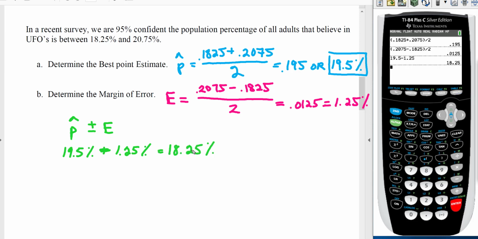So these formulas are all the same, just rewritten differently. Our upper limit then is going to be the 19.5 plus our margin of error. And on our calculator, you can see it's 19.5 plus 1.25, and there's our upper limit of 20.75. So that's how it works in reverse. So again, we're doing the same kind of things, just playing around with the formulas a little bit.